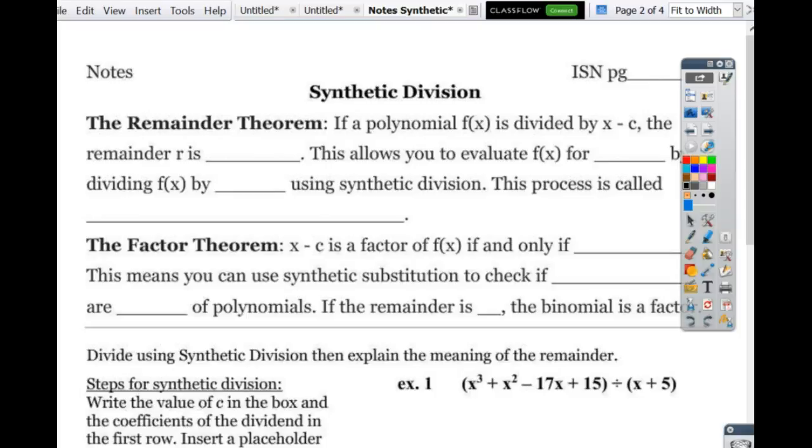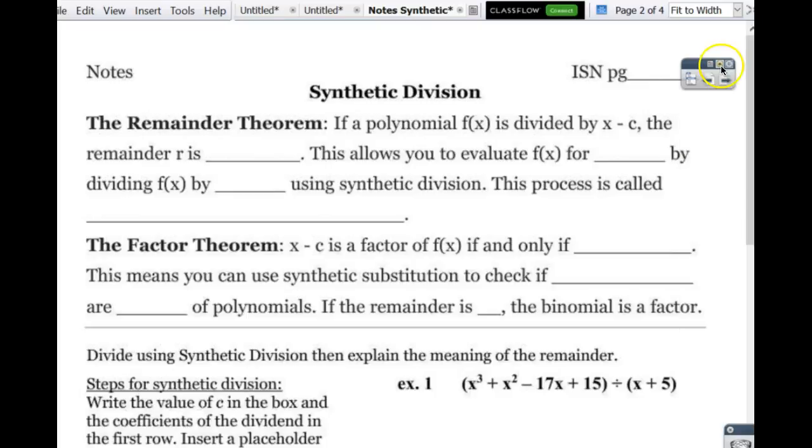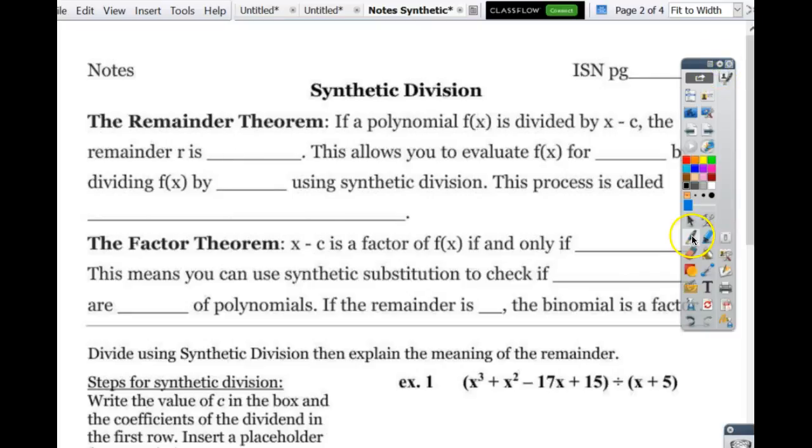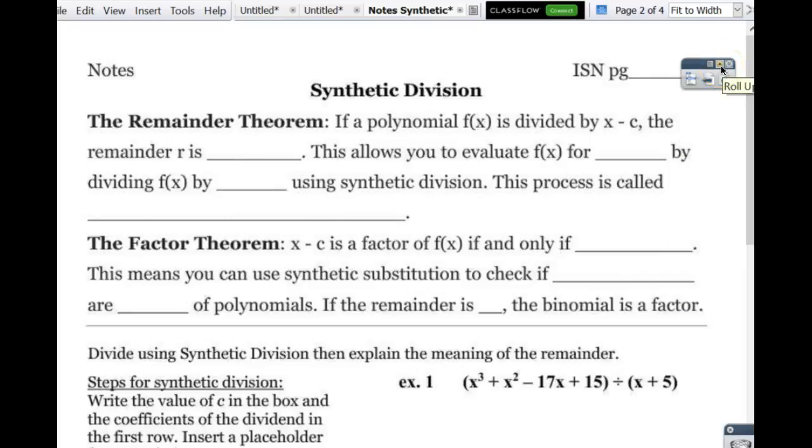So here are the theorems that tell us why we do this. The first one is the remainder theorem. If a polynomial is divided by x minus c, the remainder is written this way, and that's the remainder. This allows you to evaluate f of x for x equals c by dividing by x minus c using synthetic division. This process is called synthetic substitution.